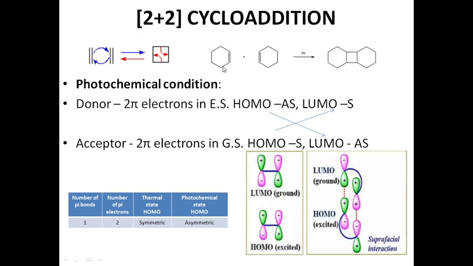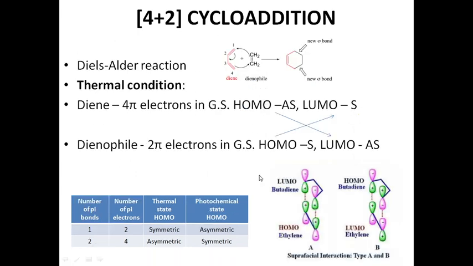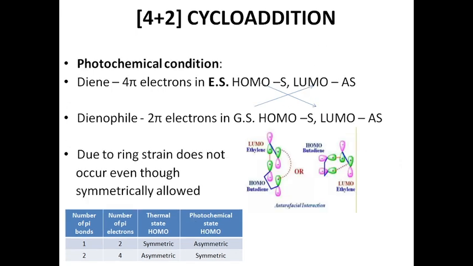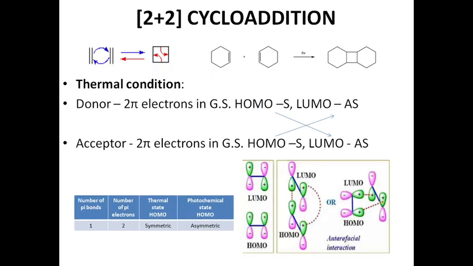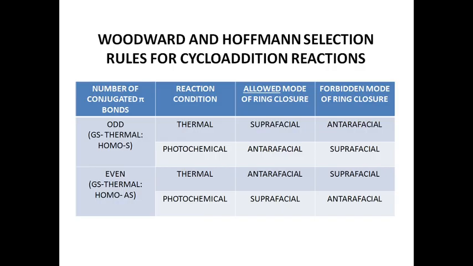Hence, 2 plus 2 cycloaddition reactions do not take place under thermal conditions, but they will take place under photochemical conditions. 4 plus 2 cycloaddition reactions do not occur in photochemical conditions, but they do occur in thermal conditions. So 4 plus 2 cycloaddition reaction, thermal condition, it occurs. 2 plus 2 cycloaddition reactions, photochemical condition, it takes place. With that, we shall now look at the Woodward and Hoffmann selection rules for cycloaddition reactions.